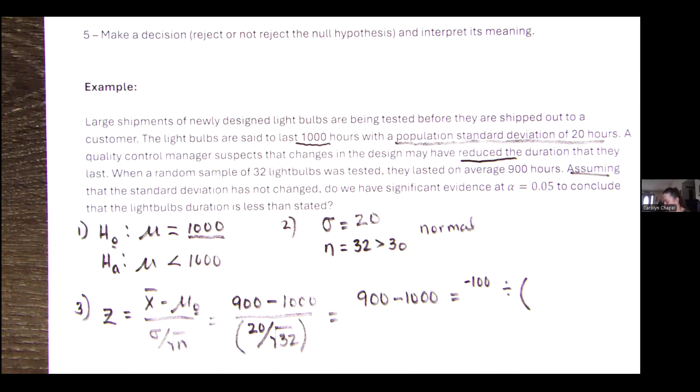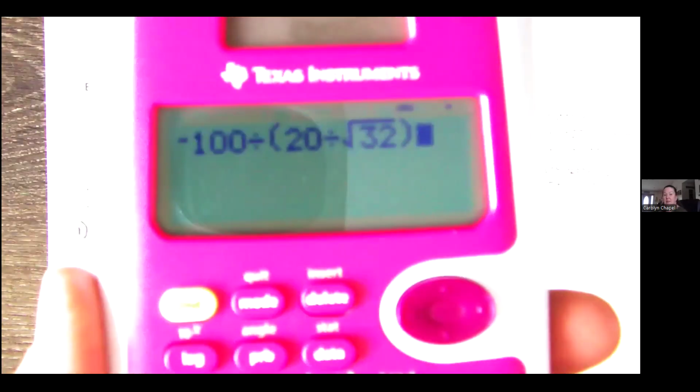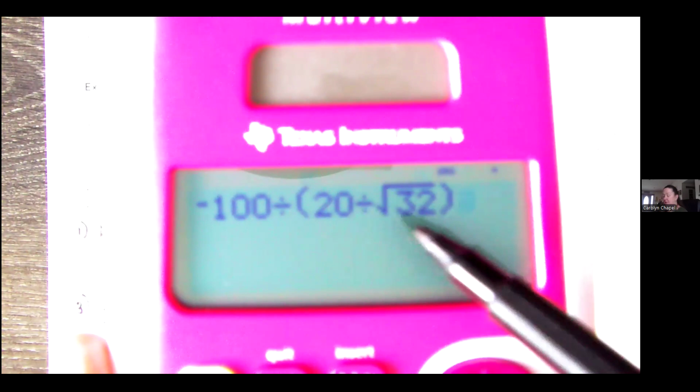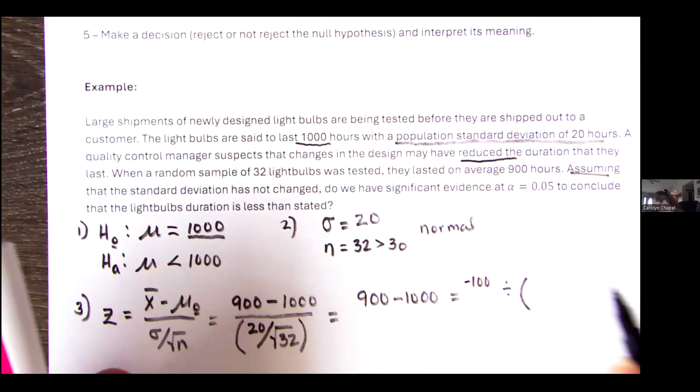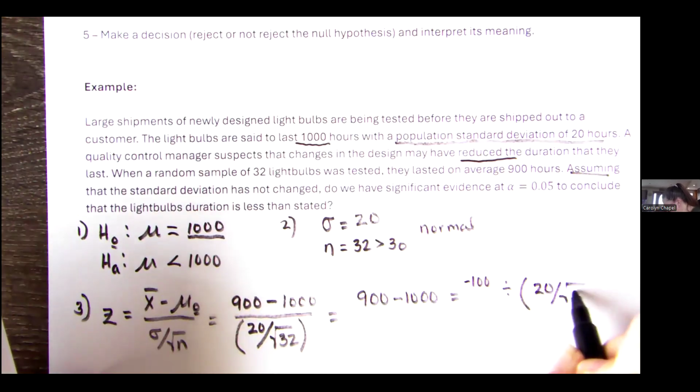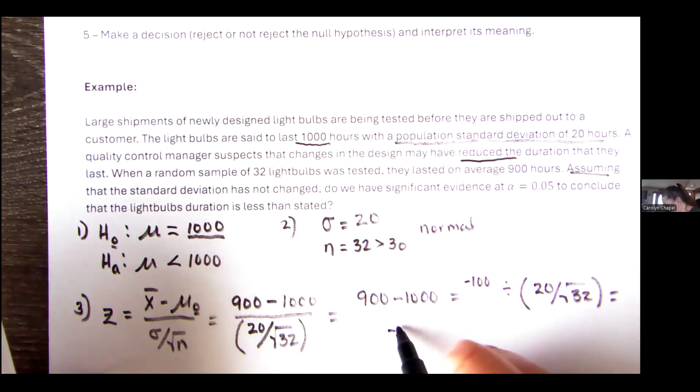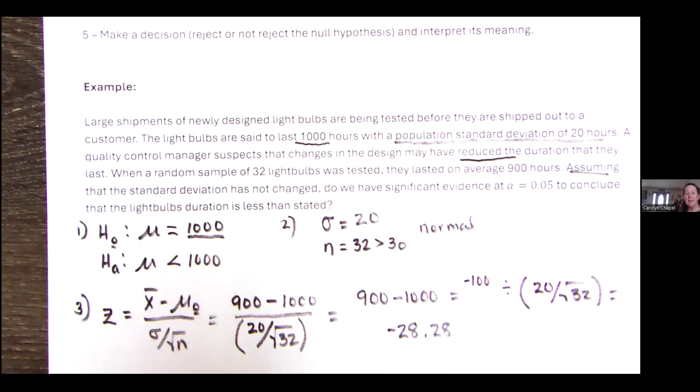Sorry, my fingers are not working today. Divided by 20, divided by the square root of 32. Okay, so I'm going to show you what I've got typed in there. There's that negative 100 that I had before, divided by parentheses 20 divided by the square root of 32. This extra set of parentheses is needed, so make sure to put them in there. Then I'm going to hit the equal button. And I get this negative 28.28, and I'm just going to leave it right there because that'll be far enough.